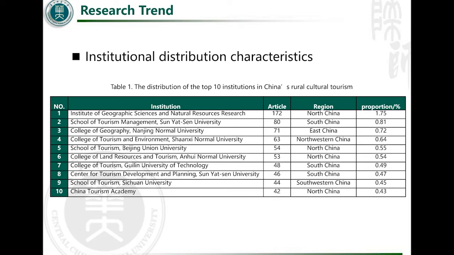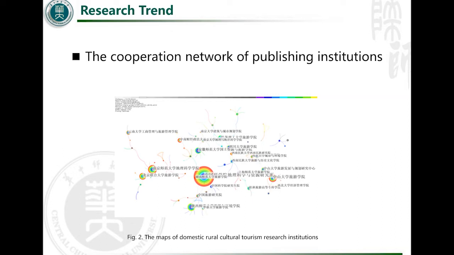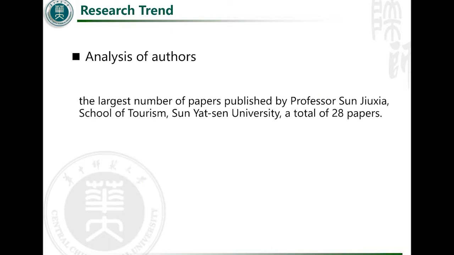Next is the institutional distribution characteristic. We think the current research is only focused on tourism colleges, lacking the deep participation of culture or economic institutions. From the cooperation network, we can see the cooperation intensity is insufficient. And about the authors, the data show that the largest number of papers were published by a professor in the School of Tourism, Sun Yat-sen University, who has produced a total of 28 papers.